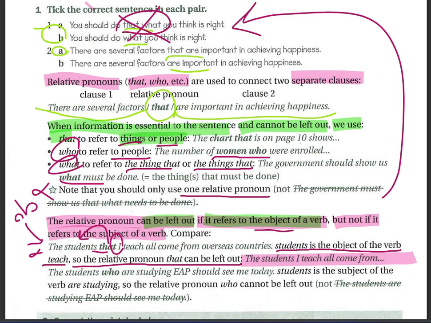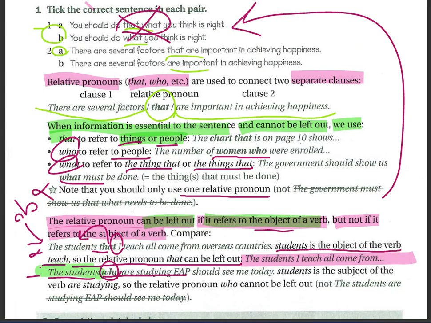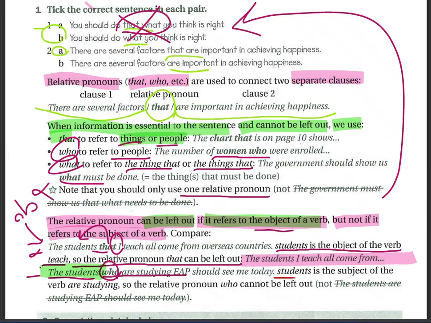Okay. Look at the next example. The students who are studying EAP should see me today. The students who are. Who refers to the students, yes? But the students here is the subject. So we cannot remove it. Okay? Students is the subject of the verb are studying. So, the relative pronoun who cannot be left out.